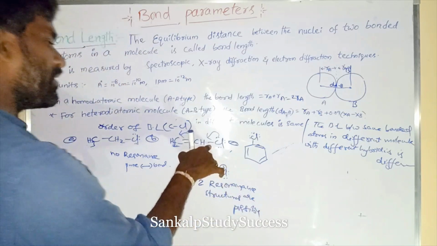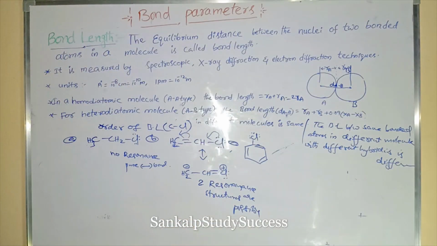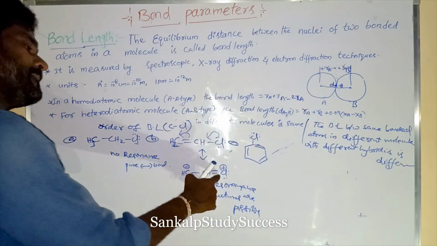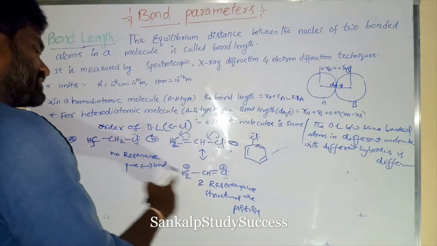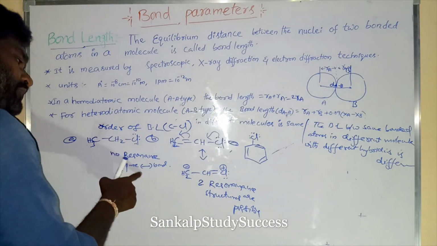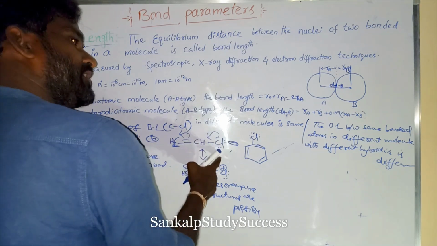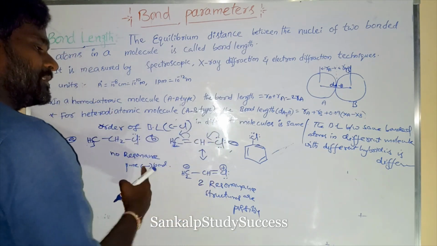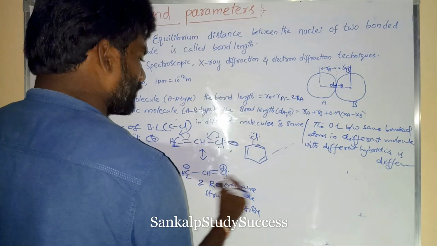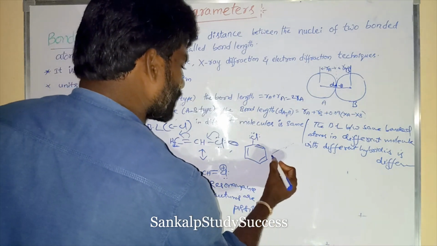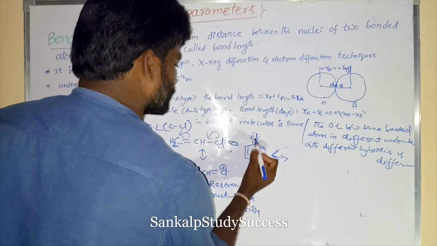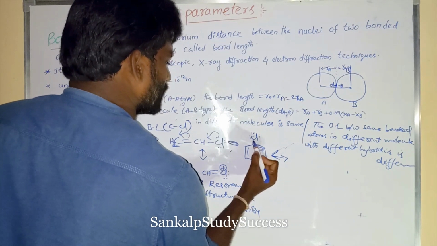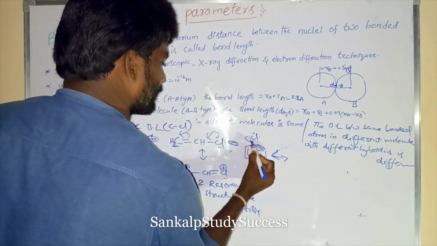So here the single bond will convert to a pi bond. This is the pure single bond, but here the single bond is converted to a partial pi bond or pi bond. So now this structure undergoes resonance.